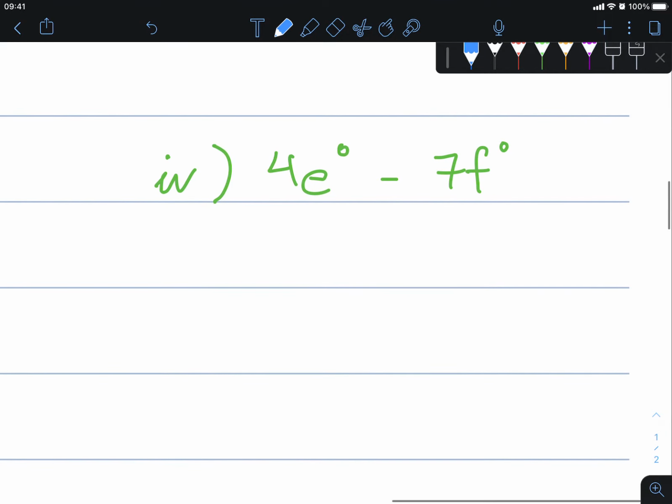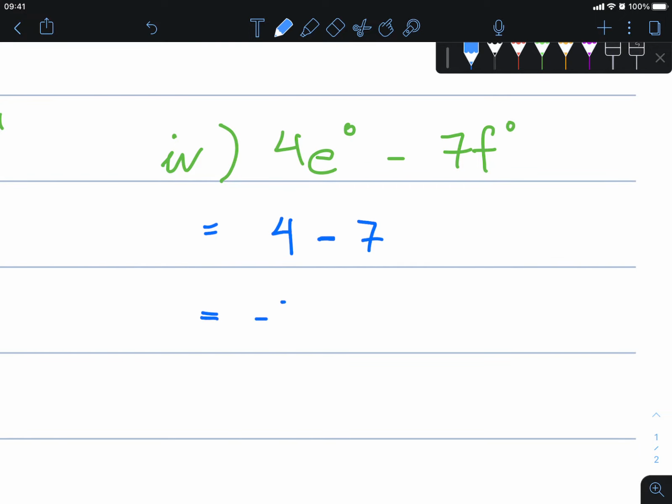You might come across these, where we have 4 times e to the power of 0. So 4 times, I hope we can see it now, that e to the power of 0 is 1. So 4 times 1 is 4, minus, and the same situation happens here. f to the power of 0 is also 1. 7 times 1 is 7. So really we have 4 take away 7, which is negative 3.